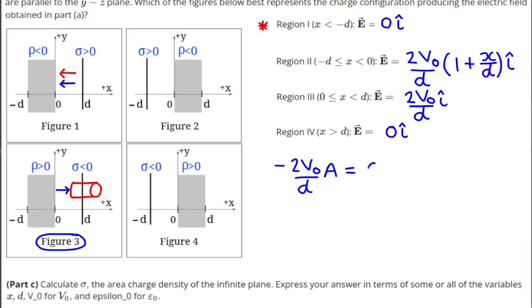and that's equal to the charge density by the area of the plate on the permittivity of free space. So what we get is sigma is equal to minus 2v0 epsilon naught on d. So that's our part C answer. And now we'll move on to part D.